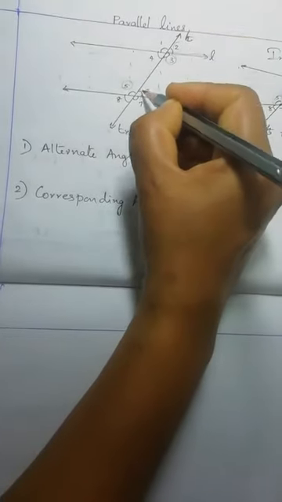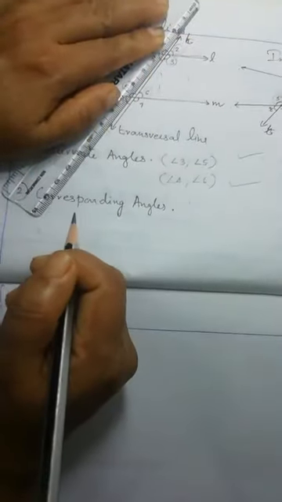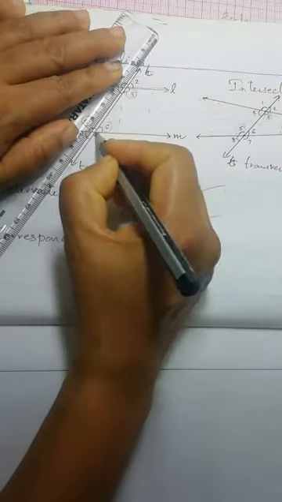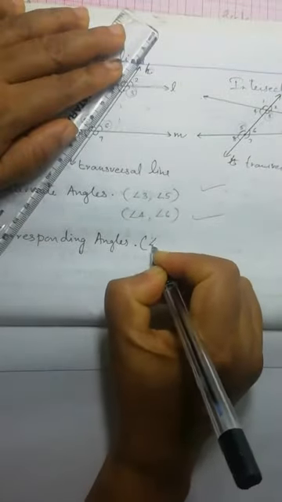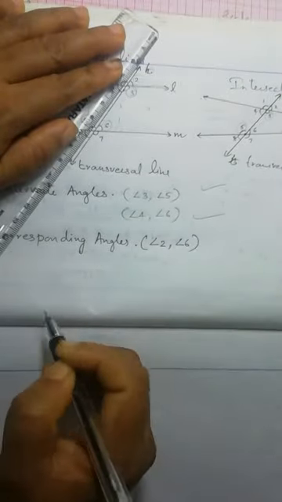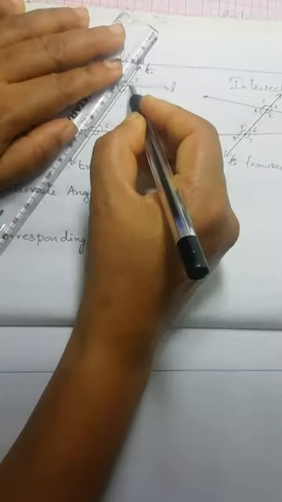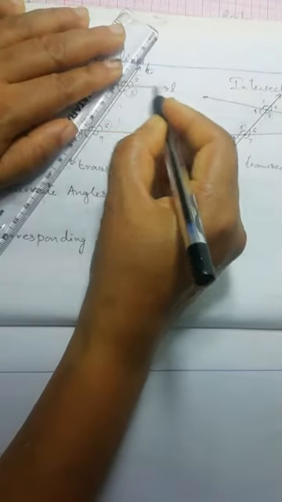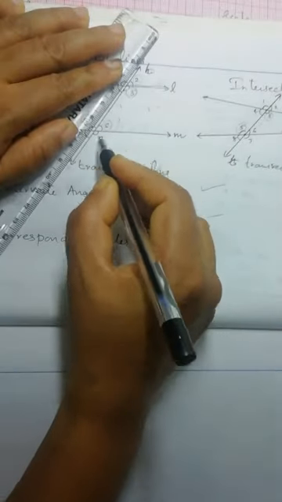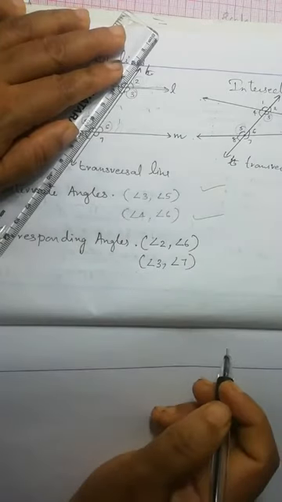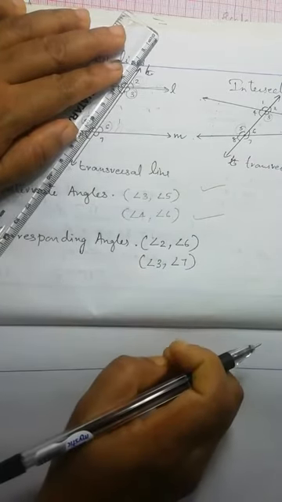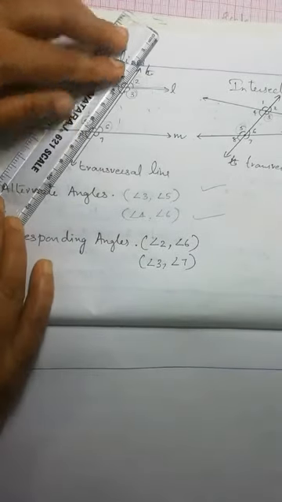So, this angle 2 and angle 6. They are on one side of transversal. This is the transversal and we are taking one side of transversal, above the line, above the line. So we can say angle 2 and angle 6 are corresponding angles. Then below the line also we can take. This line's below part is 3. This line's below part is 7. So angle 3 and angle 7 are also corresponding angles. This is one side of transversal.